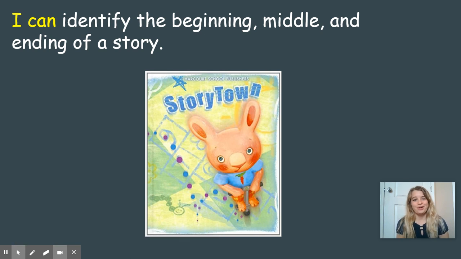Hi, boys and girls, and welcome to day 2 of reading. So, your learning target today is I can identify the beginning, middle, and ending of a story.